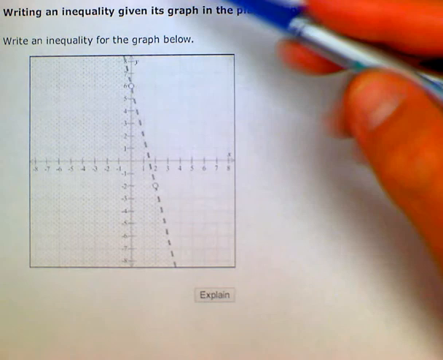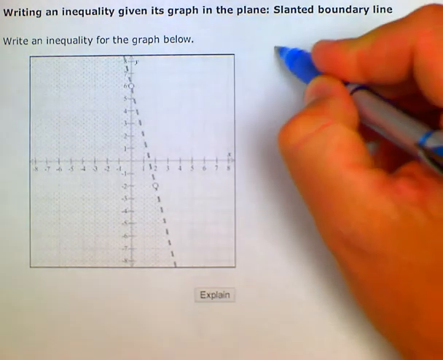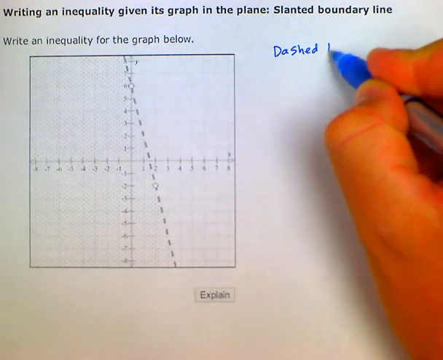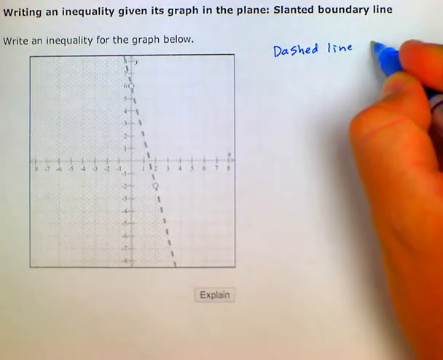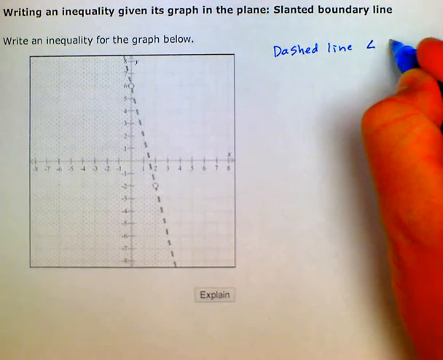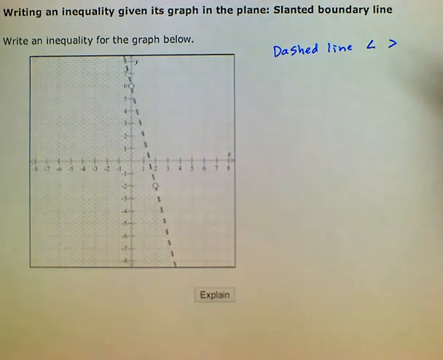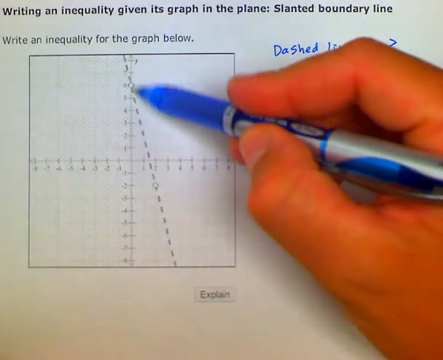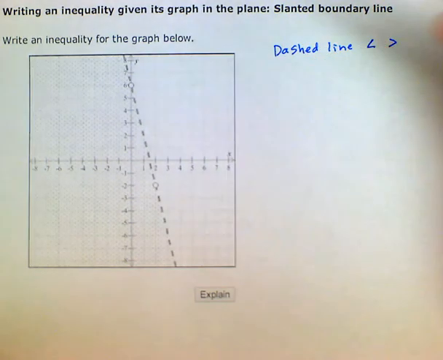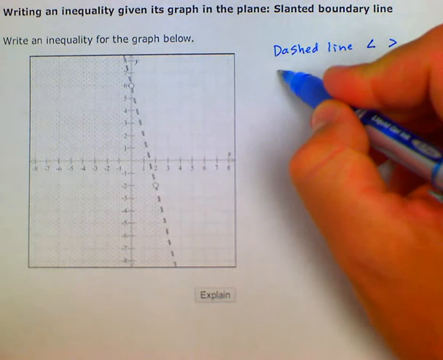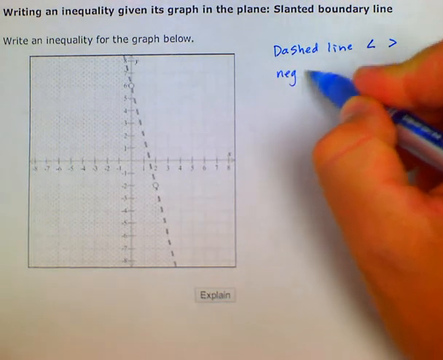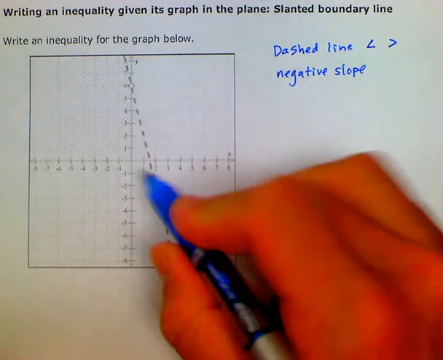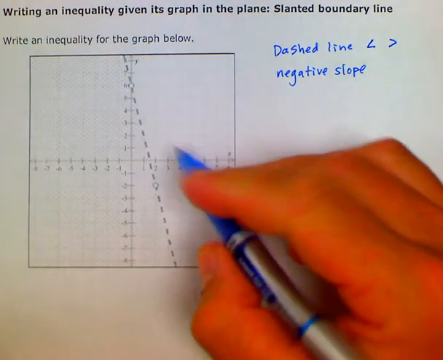So we're going to go ahead and write our knowns. First, we have a dashed line, which tells us that it is either less than or greater than, but not less than or equal to or greater than or equal to, telling us that any of the points that lie on this line are not included in the solution. The other thing we see is a negative slope. Negative slope is telling us that as the x values increase, the y values are decreasing.